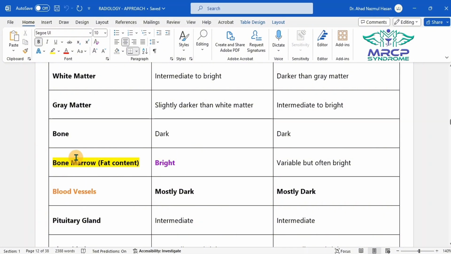And in case of bone marrow, within the bone marrow, there is some of the fat content. So in T1, it will appear as bright. And in case of T2, this may be bright, but it would be less bright compared to T1.